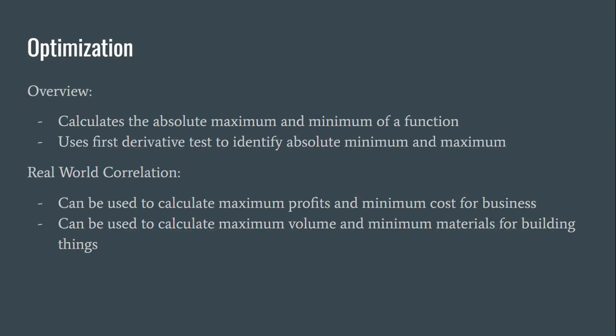The first topic I'm going to cover is optimization. Optimization calculates the absolute maximum or minimum of a function. To do this, it uses the first derivative test to identify an absolute minimum or maximum. In the real world, optimization can be used to calculate maximum volume and the minimum number of materials it takes to build something. It can also be used in business to calculate maximum profit and minimum costs.